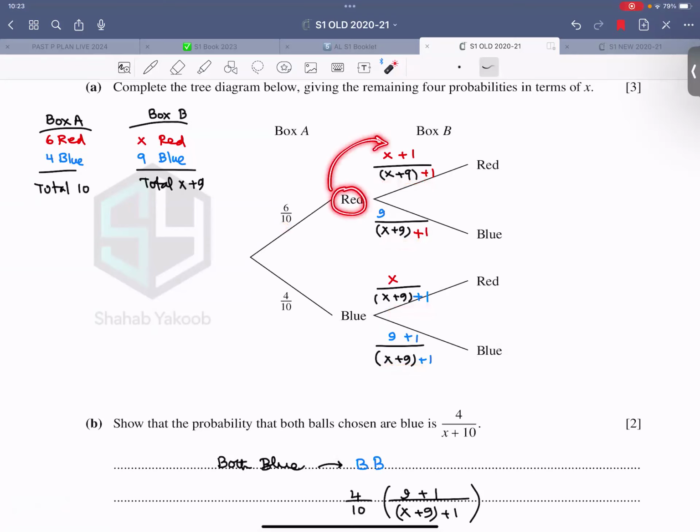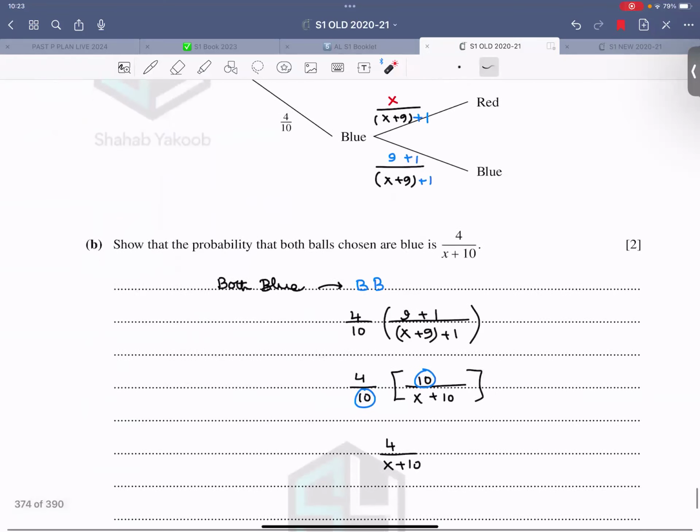Red becomes red. So that means red was X. So now one more red is added. Blue and then blue. So blue over here is 9. One more blue is added. This X is the same as before. This is unchanged. Over here, this 9 is unchanged because a red was transferred. This red is unchanged because the blue was transferred.